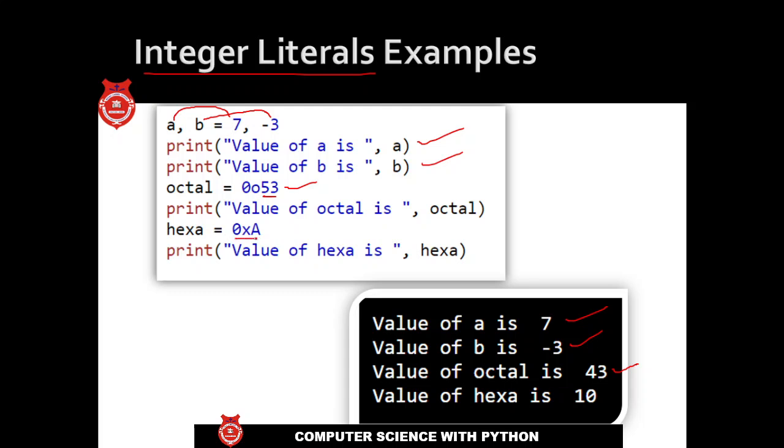So hexa 0xA. So I'm printing A, but A is equal to 10. So this one is 53, and 53 is equal to 43 in normal number. A is equal to 10 in normal number. This is example of integers.